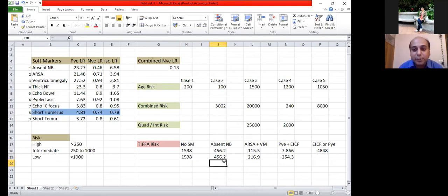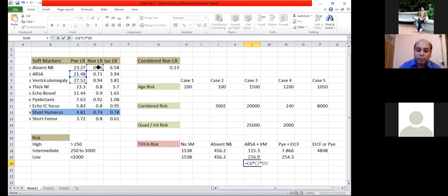We come down to case number 3. The age risk is around 1500. The combined risk is approximately 20,000. The quadruple risk or integrated risk is approximately 25,000. However, there were two soft markers present, URSA and ventriculomegaly. So we first calculate the likelihood ratio of this study. We go for the positive LR of these two markers. We go for the positive marker URSA, then we go for ventriculomegaly, then we go for the negative LRs of all the rest of the markers except short humerus.